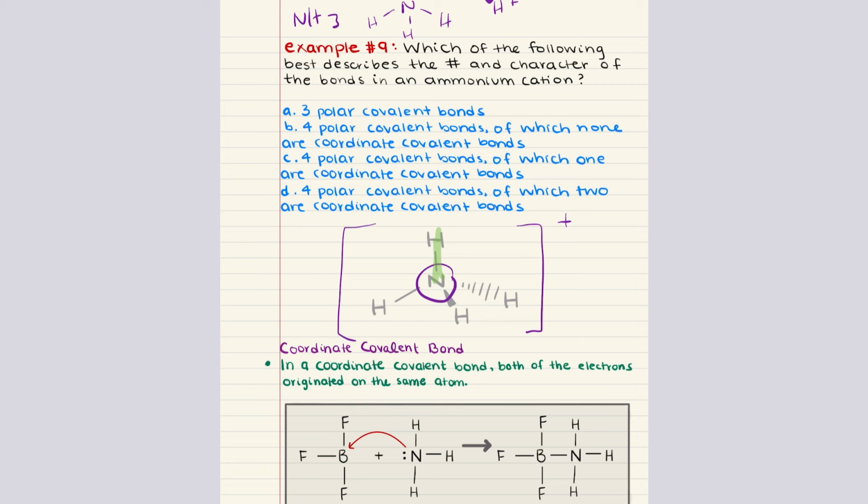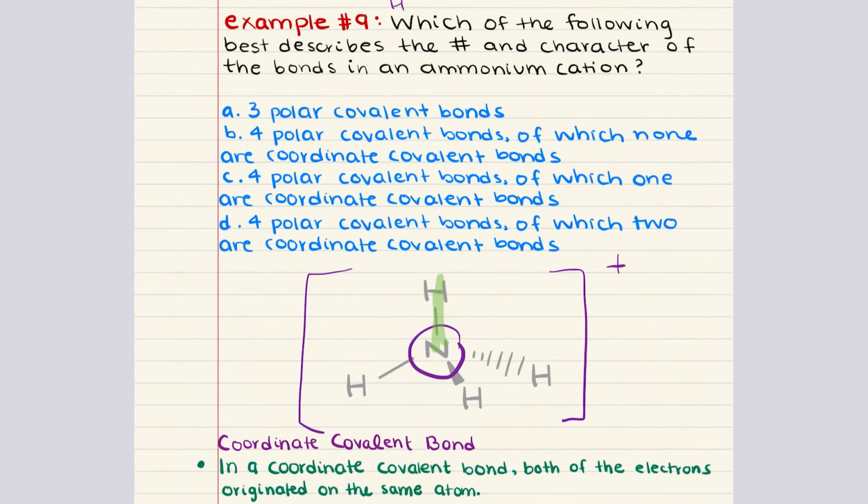So in the ammonium cation, one of those NH bonds is actually formed when the lone pair of electrons on nitrogen in ammonia donates those electrons to a proton, H+. And so this bond is a coordinate covalent bond. So with that information, let's consider some of these answer choices.